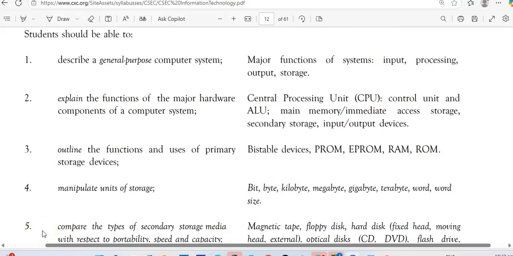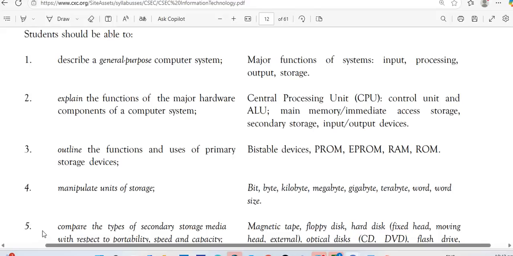So bit, byte, kilobyte, megabyte, gigabyte, terabyte, word, and word size. These are all fundamental units of storage in a computer. They represent different quantities of digital information. For example, a bit is a basic unit of information in computing.